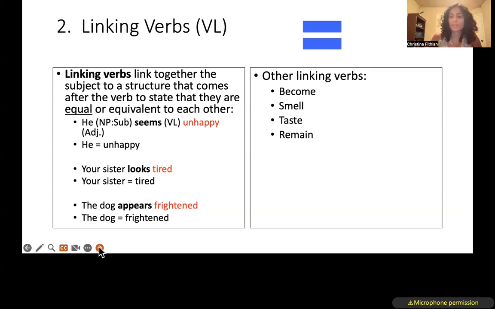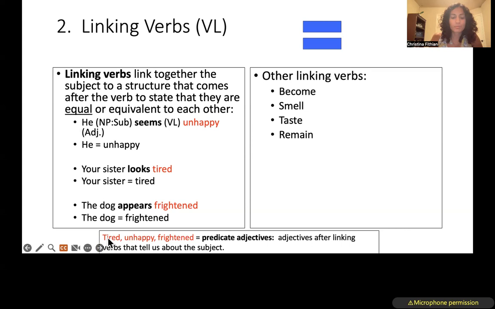So I don't have too many linking verbs. What you're seeing on the screen is the majority of them. They're a fairly rare type of verb. Now I want you to notice these words in red. The first sentence we saw was, he seems unhappy. Your sister looks tired. The dog appears frightened. Tired, unhappy, frightened. All of these words are what we call predicate adjectives.